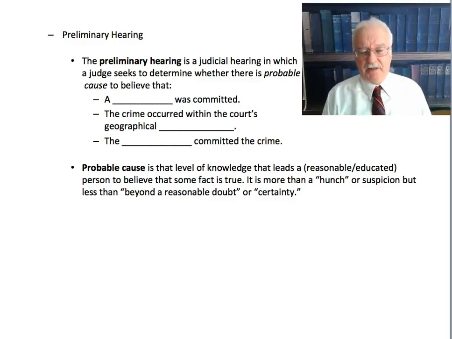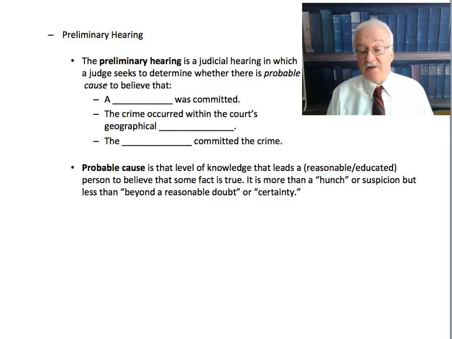All right, the next step in this process is the preliminary hearing. And the preliminary hearing is a judicial hearing in which a judge seeks to determine whether there is probable cause to believe that a crime was committed and the crime occurred within the court's geographical jurisdiction, and that the person before the judge, the defendant, committed the crime. So again, this is a routine safety check. Right? A judge has to determine a crime was committed within the court's jurisdiction and the person arrested probably committed the crime. And the level of proof which the prosecutor has to establish to the judge is probable cause that these facts are present.